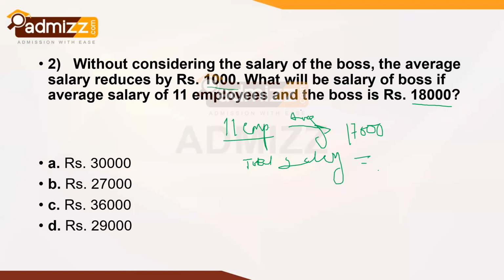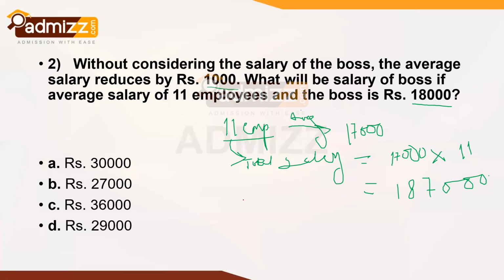is equal to 17,000, which is the average, times 11, which is the number of employees. This is 17,000 times 11, which is equal to 187,000. So this is the total salary of 11 employees.